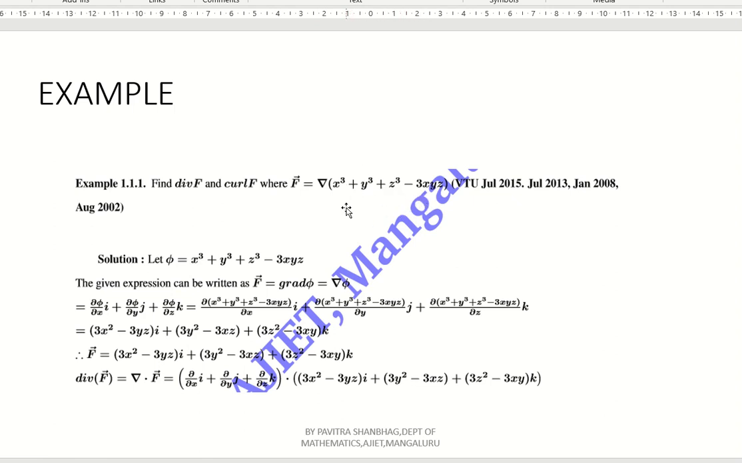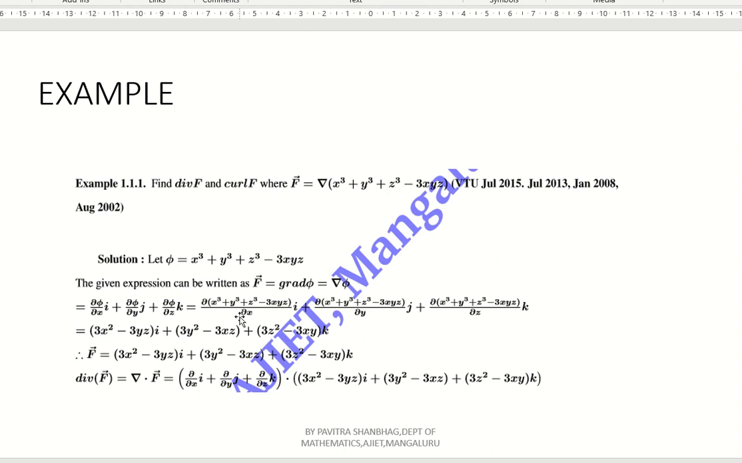So what do we have to choose? Let phi equal to this quantity. Phi equals the scalar quantity x cube plus y cube plus z cube minus 3xyz. Now after taking this phi, you have to write what vector f is. Vector f becomes del phi, right? But what is del phi? Grad phi. That you have to write. Now write the definition of grad phi.